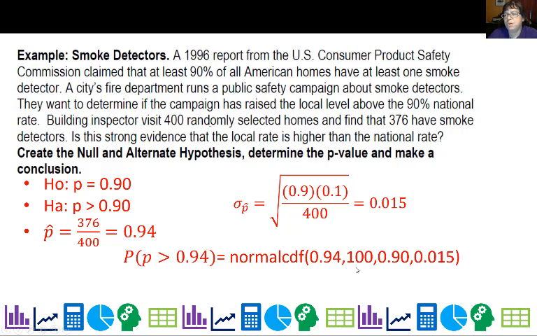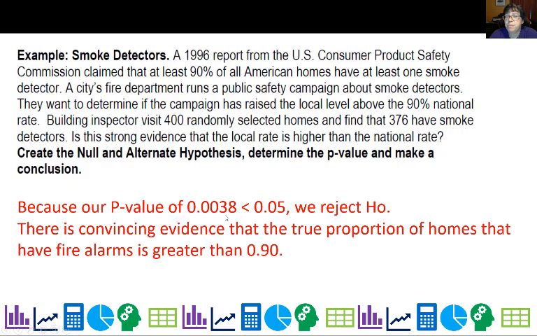So the most common mistake that will occur on a problem here is miscalculating sigma, because you accidentally use your sample instead of your hypothesized value. So that is the most common thing, that if you have the wrong sigma here. But the rest is pretty much what we've been dealing with. And so the probability that the true proportion is greater than 0.94 is 0.0038. So is that a high or low probability? That's actually a very low probability. So because our p-value of 0.0038 is less than 0.05, we reject H naught. There's convincing evidence that the true proportion of homes that have fire alarms is greater than 0.90.